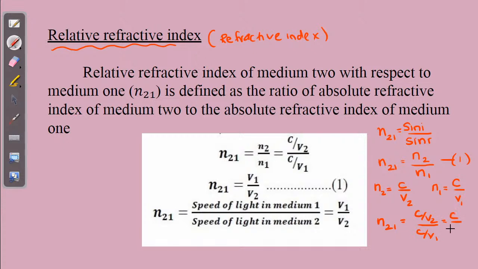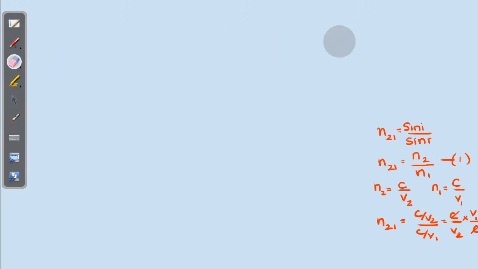So what happens to this expression? c by v2, you have to multiply like this. Your c and c get cancelled. Now you will get n21 is equal to v1 by v2. I'll copy this expression in the next slide. n21 is equal to n2 by n1 is equal to v1 by v2. Let me call this equation A for my convenience.